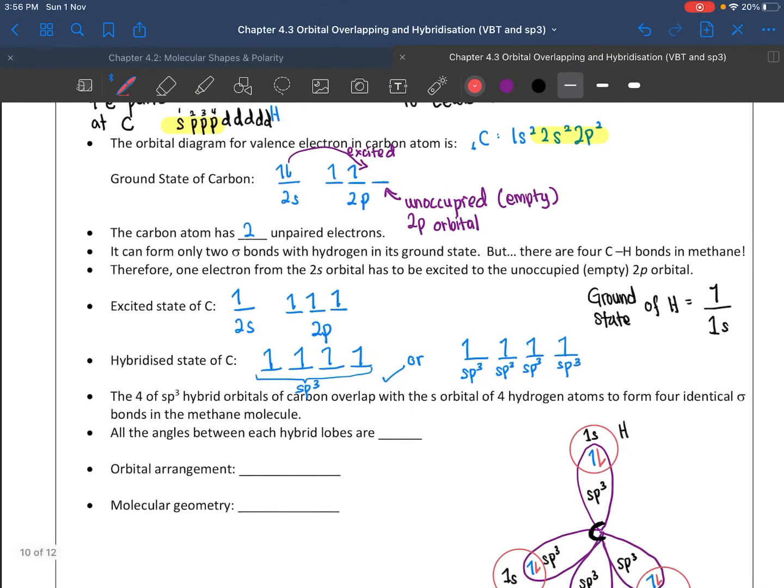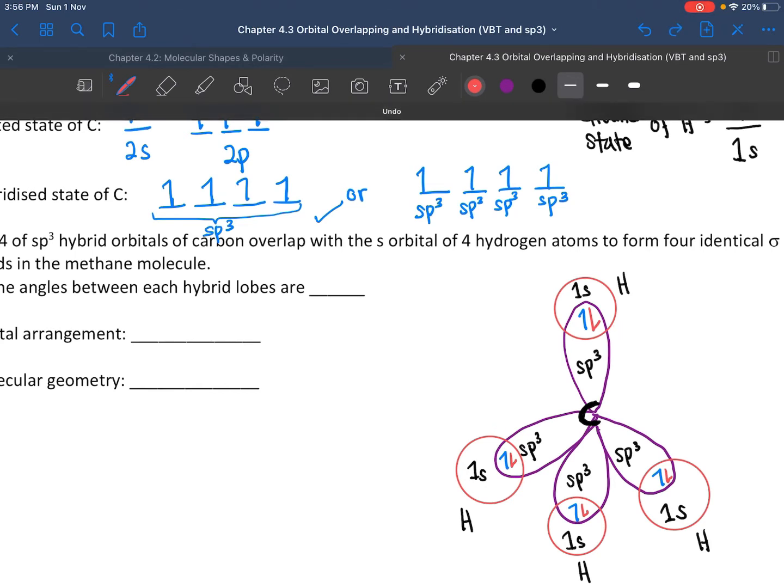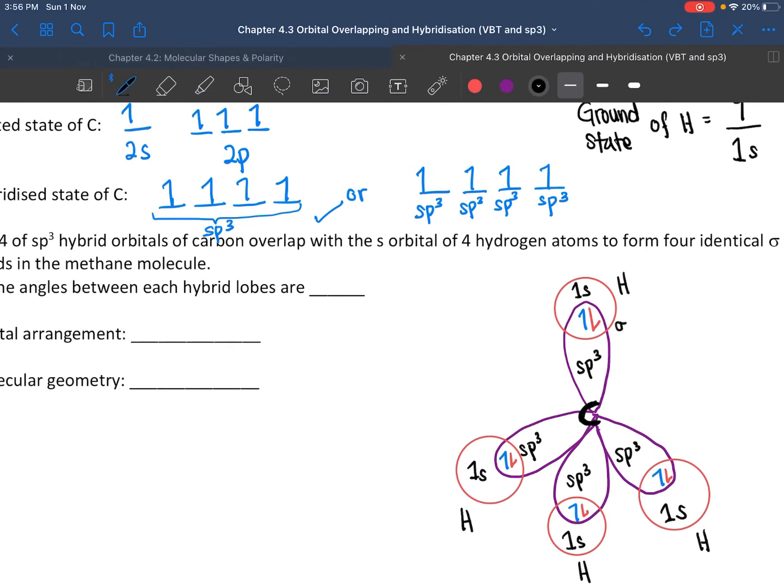Okay, and from valence bond theory, we know that the overlapping area tu, itu adalah sigma bond in this case. So, label sigma bond, sigma bond, sigma bond. Okay, I will use black here. Sigma bond and sigma bond.